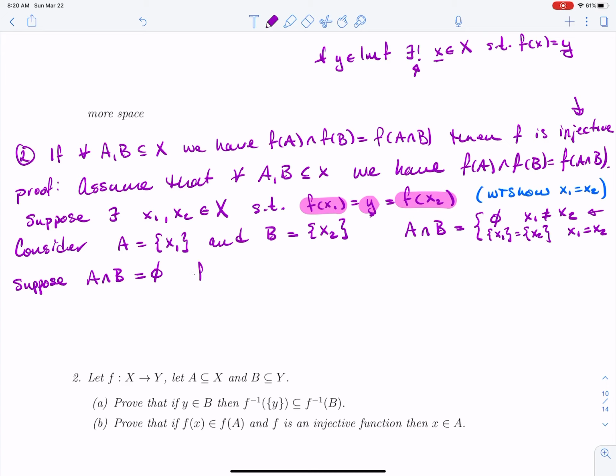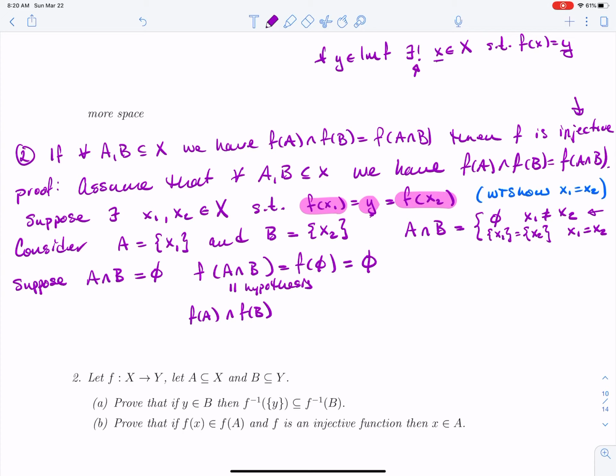Then what is f of the empty set? So f of the empty set would be the place where the empty set gets mapped to. Well, there is nothing in the empty set, so it gets mapped to the empty set. But we know that this is equal to, by our hypothesis, f of A intersect f of B.